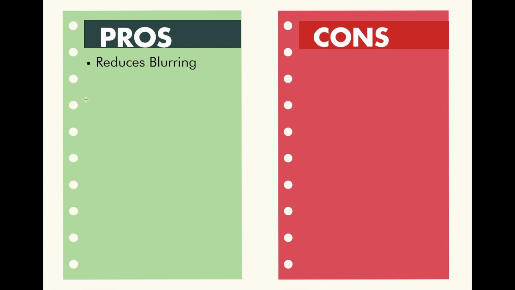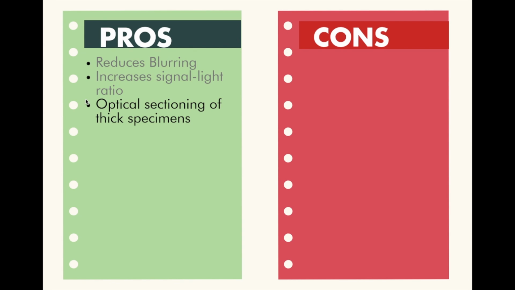Now, we will move on to the pros and cons of the confocal microscope. Firstly, we will talk about the advantages. The pinhole aperture eliminates out-of-focus light and reduces blurring, increases signal-to-noise ratio, and allows for the optical sectioning of thick specimens. Another feature of the confocal microscope is the ability to carry out Z-axis scanning, which forms a 3D image.